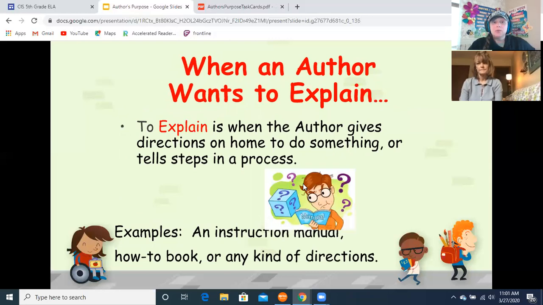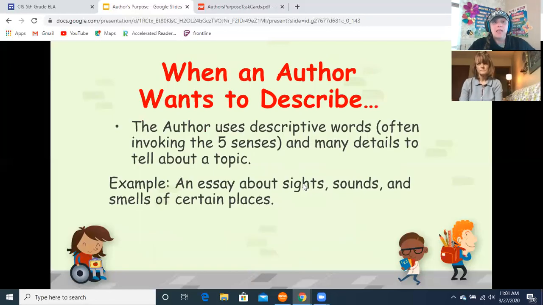And then explain is when the author gives directions on how to do something. It tells you all the steps in the process, like an instruction manual, a recipe, a how-to book. And then describe. The author uses descriptive words. When we were doing our writing in school, I would say, okay, now I want you to use your five senses to describe. That would be like what we're talking about here. When you describe things like food that you eat, how does it taste? How does it smell? How does it feel? What can you hear? Those kinds of things help you describe.